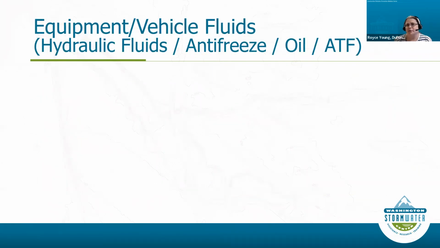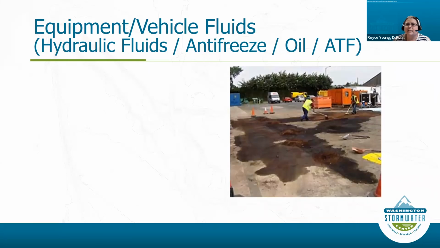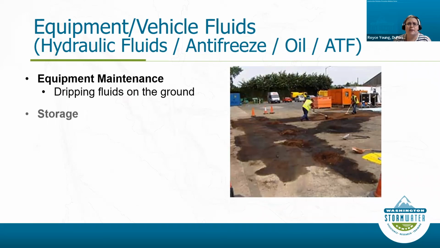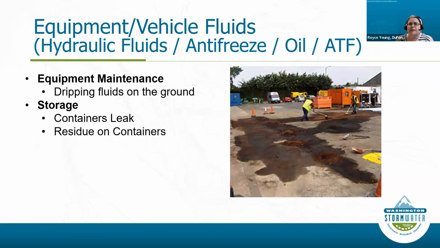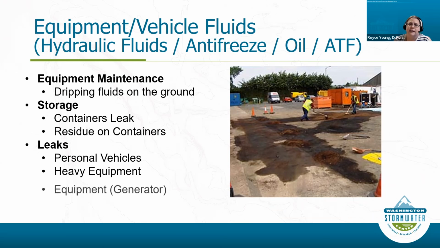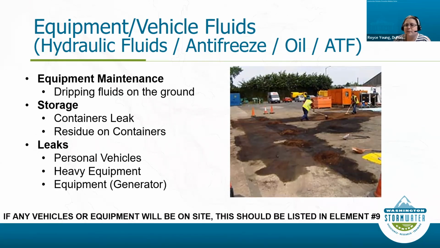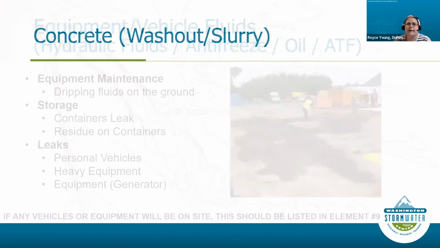How about vehicle fluids? If you're going to have any vehicles, you could do vehicle equipment maintenance, dripping those fluids on the ground, storage containers leak, residue on the container. So you pick the container up with stuff on your hands and you put it back down, and then it rains because it's not stored in secondary containment and under cover. Then leaks from your personal car, heavy equipment, equipment such as generators. You're starting to see a pattern here. If any vehicles or equipment will be on site, you should list vehicle fluids as a pollutant, number 9.